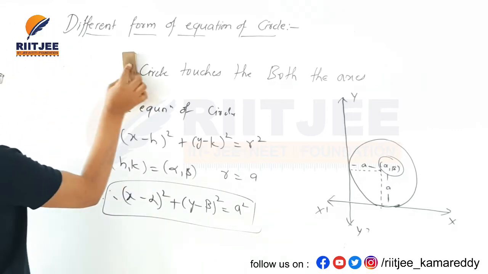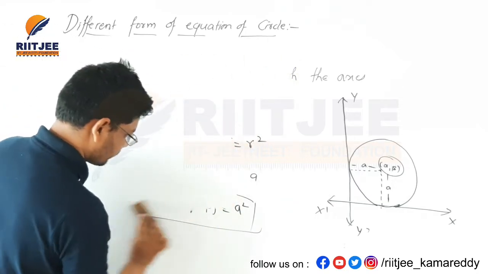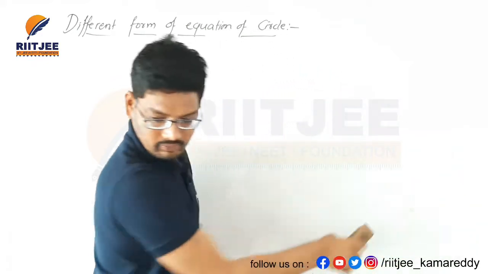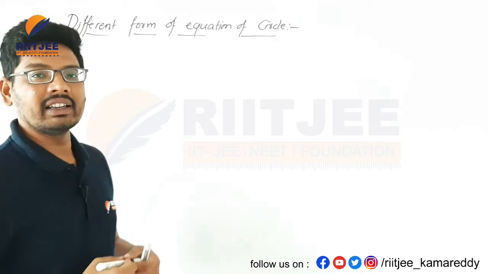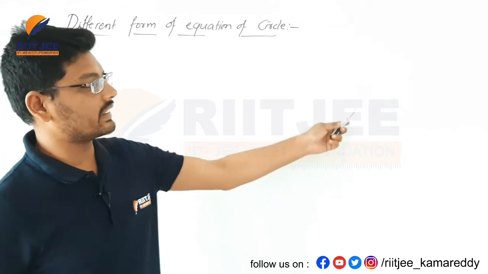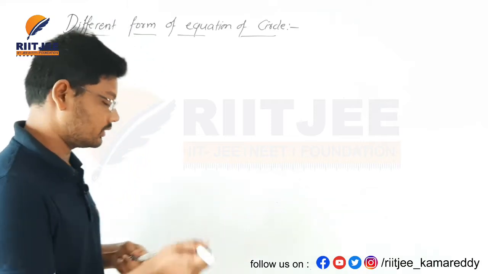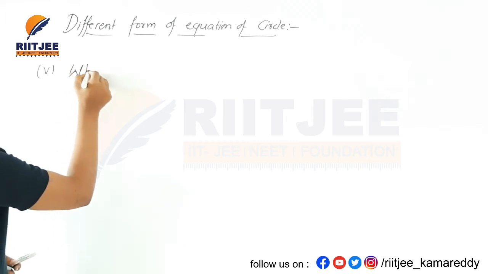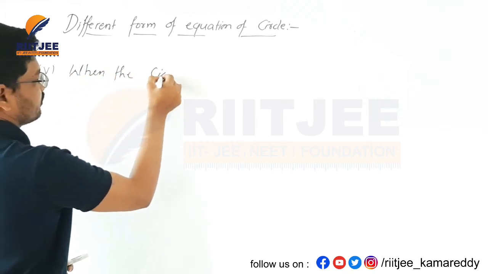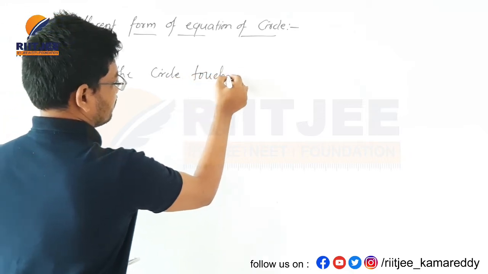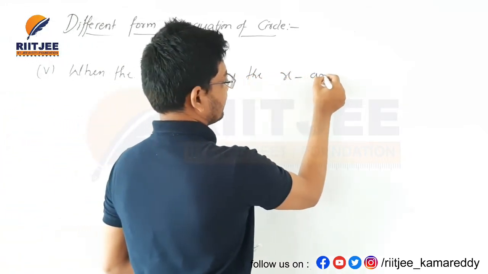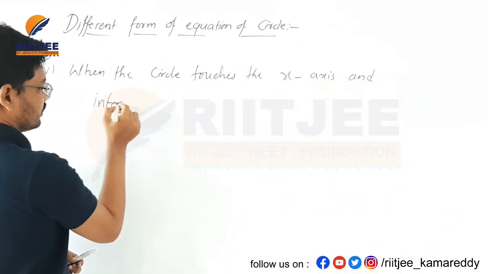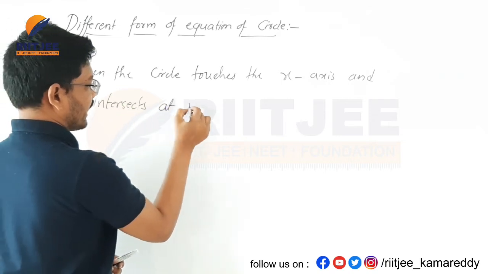And the fifth type of equation is when the circle touches the x-axis and intersects the y-axis.